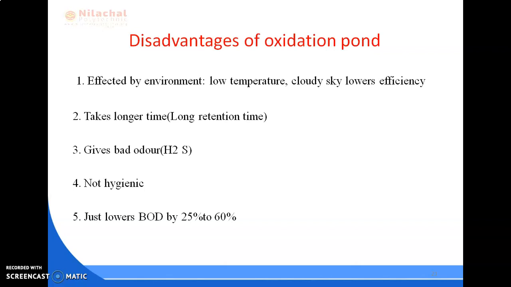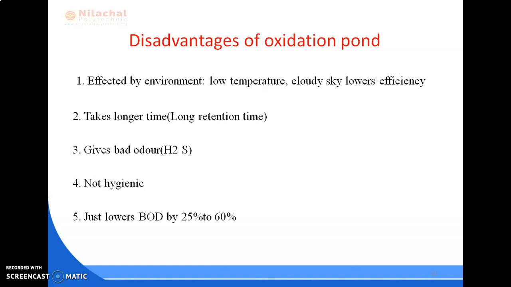Also it has some disadvantages. It is affected by environment, like low temperature and cloudy sky lower the efficiency of the oxidation process. It takes a longer time or long retention period. It also gives bad odors. It is not hygienic, and it just lowers BOD by 25% to 60%.